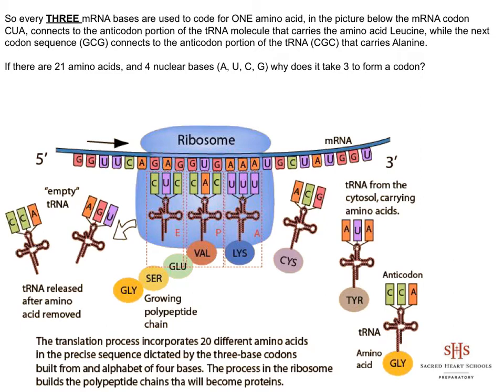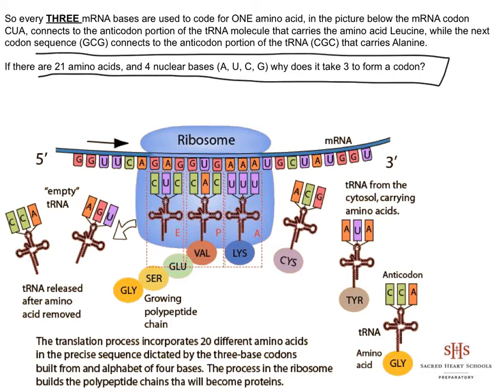So the question here is, why does it take 3 nitrogenous bases in order to form a codon? And the answer is simply that you have 20 different amino acids that you're trying to code for, so you have to get 20 different variations, and you only have 4 different nucleic acids. So 4 to the 1 is 4. That would only give you 4 different amino acids. 4 to the 2 would give you 16 different amino acids.